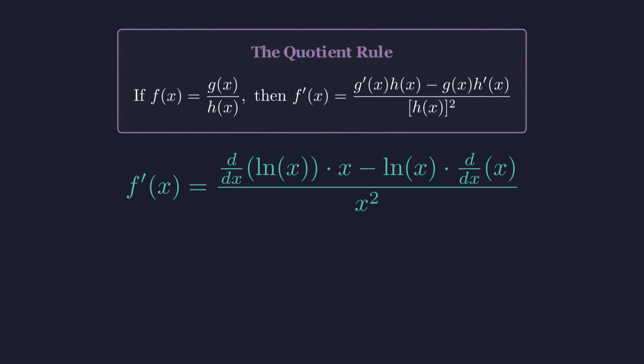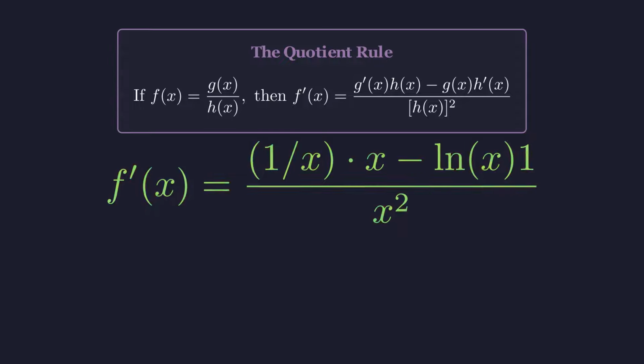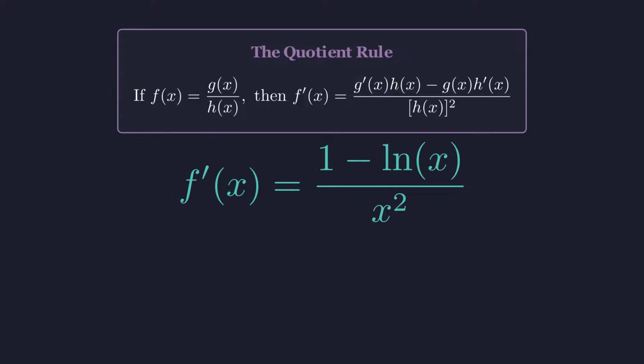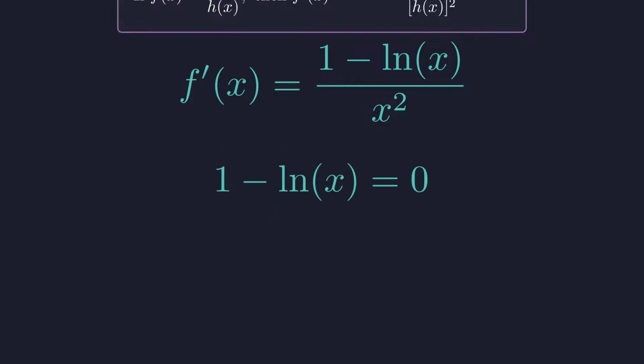Applying the quotient rule to our function. The derivative of natural log of x is 1 over x, and the derivative of x is just 1. Simplifying gives us this clean expression for the derivative. Now, to find the critical points, I'll set this derivative equal to 0. So I need to solve this equation. A fraction equals 0 only when the numerator equals 0.